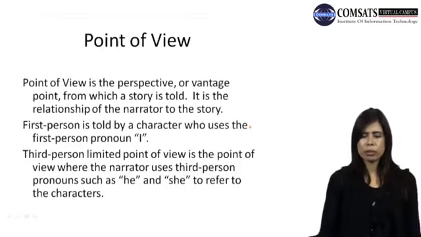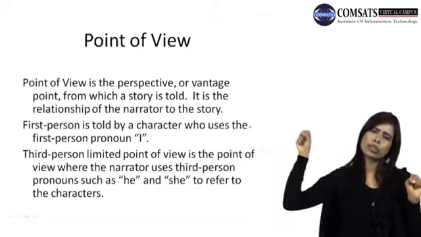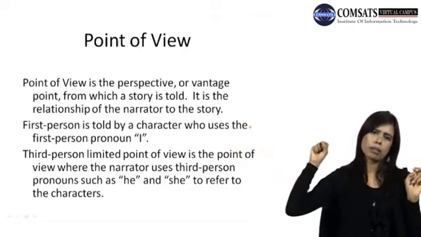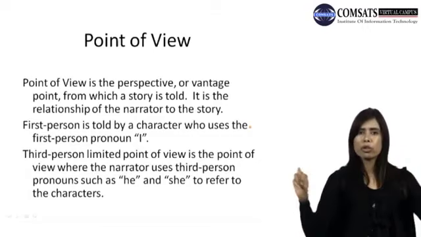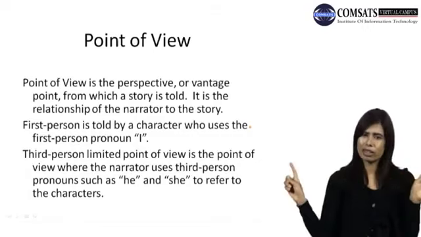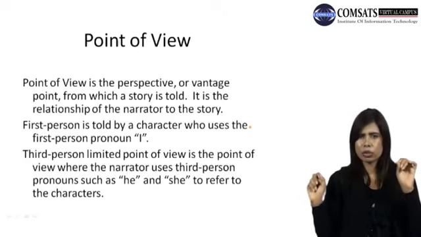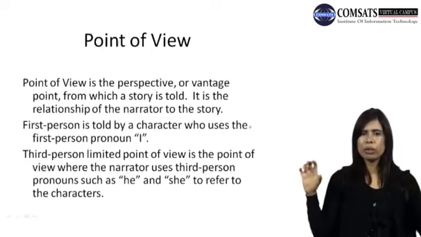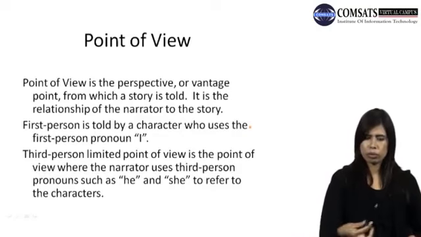Third person limited point of view is the point of view where the narrator uses third person pronouns such as he and she to refer to the character. So basically he or she, this is an indirect narration of the story as well. Basically, who is the working force behind that character? It's the writer himself, but this is an indirect narration of the story by pointing out he or she. Usually they refer to the character, and that is basically their own point of view.